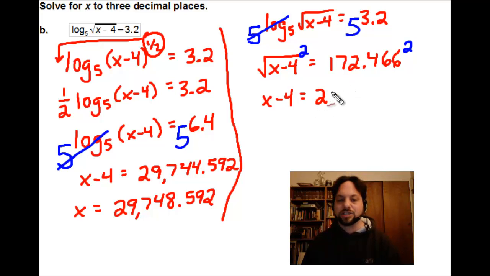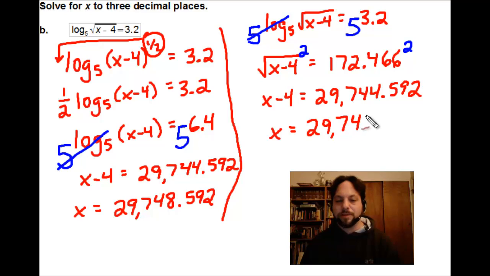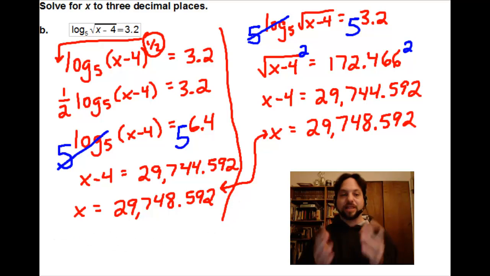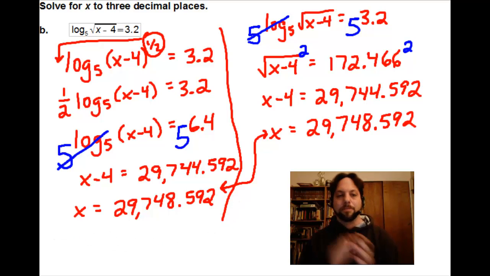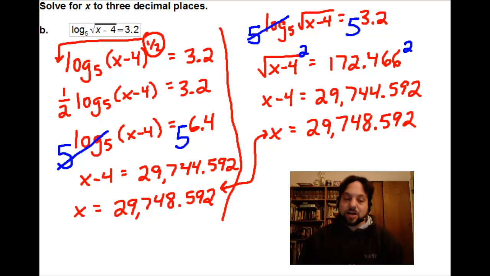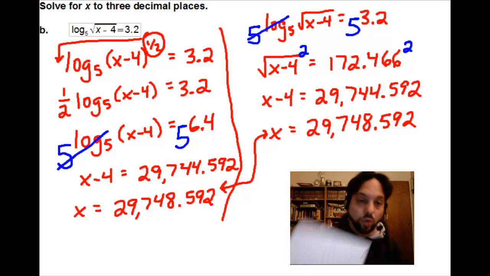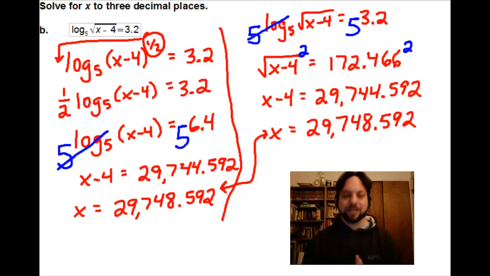Well, I'll tell you, that is 29,744.592. A very familiar number. We've seen that before. And so my last step, of course, just add 4. And if everything works out correctly, because we might not have done it the same way, but we did do the correct math, we should get the same answer that we got before. So there we go. X is 29,748.592. Again, a ridiculously large number, but plug it back in for x, and you'll see that this does in fact work. And so our math is correct.